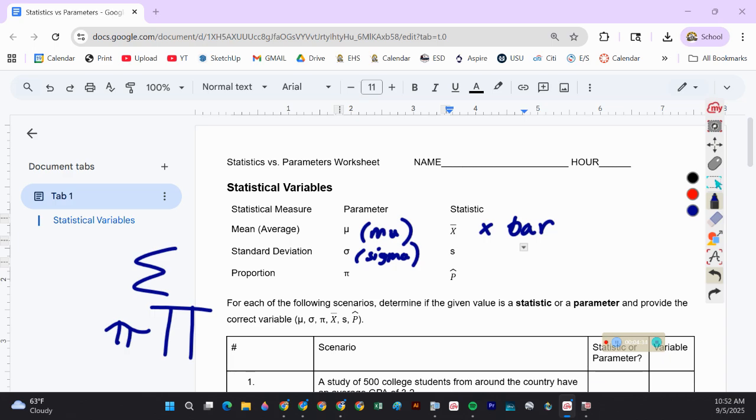Okay? And then the proportion, so if you are looking at the entire population and you say 10% of the population likes Mr. White, then the variable for that is going to be pi, lowercase pi. Okay? But if you only look at a sample and you calculate the proportion, we call this p hat. That is the actual name, p hat.